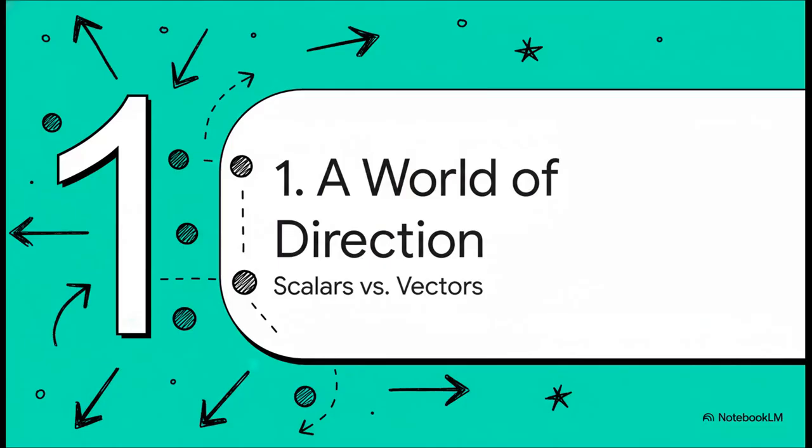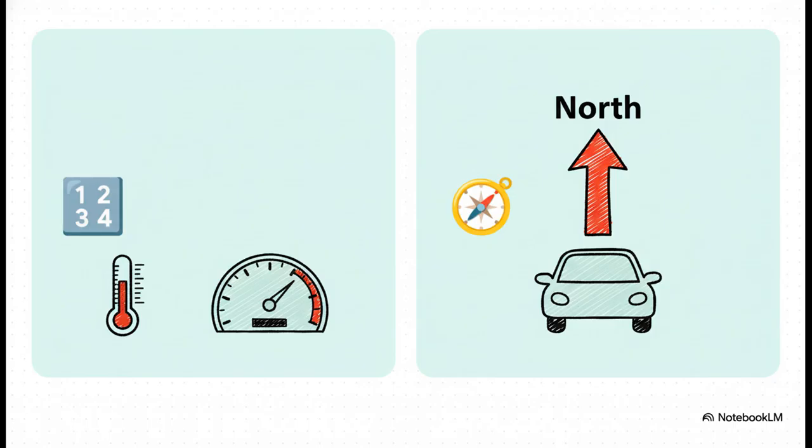Okay, so first things first, we have to understand that not all numbers are created equal. In the world of physics and math, we basically split quantities into two very different camps. You've got scalars versus vectors. So on one side, you have scalars. Just think of them as simple, straightforward numbers. Your speed is 60 miles per hour, the temperature is 20 degrees. They only have a magnitude, right? A size. But on the other side, you have vectors. Saying your velocity is 60 miles per hour north, now that is a vector. It has both the magnitude, that's the 60, and the direction, north. Getting this one difference down is absolutely the key to everything else.